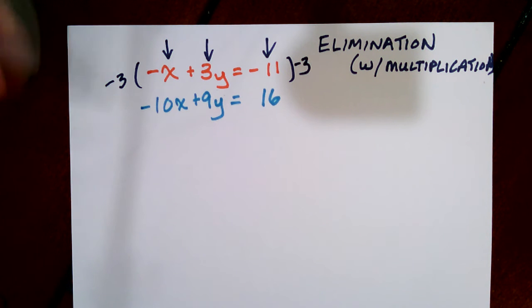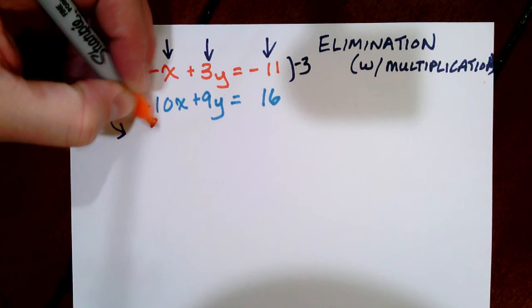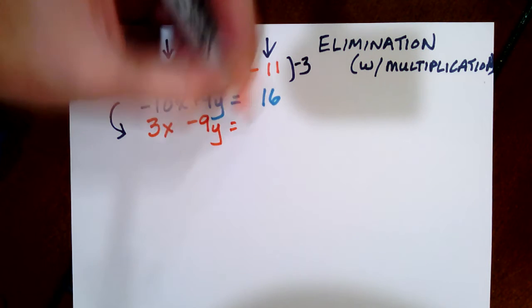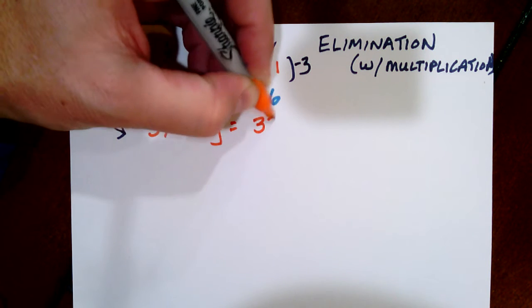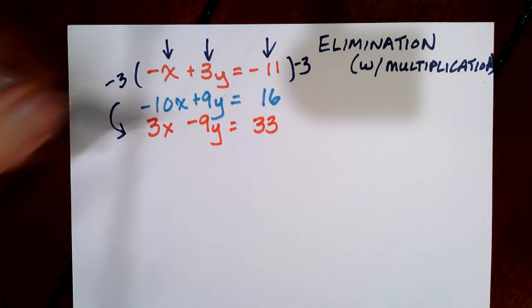and then I can eliminate. So when I rewrite this down here and I use that distributive property, this turns into positive 3x, this turns to negative 9y, and then this turns into positive 33 because you've got to pay attention to your signs. Now all I'm going to do is add the columns.